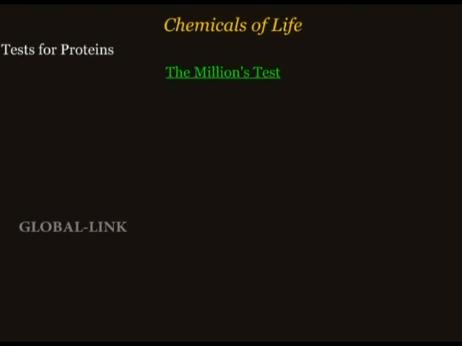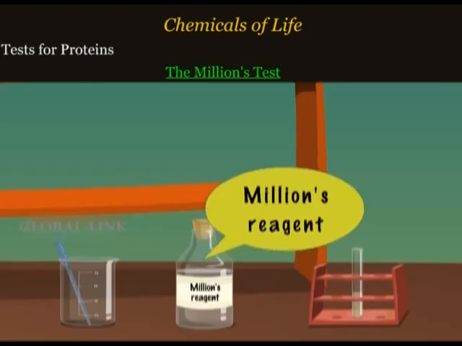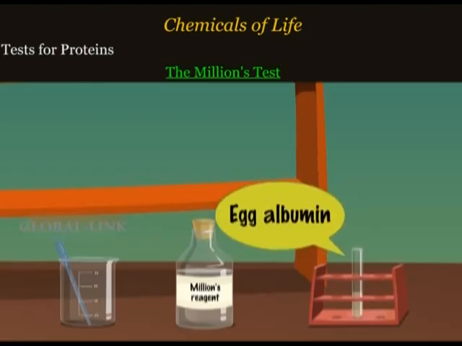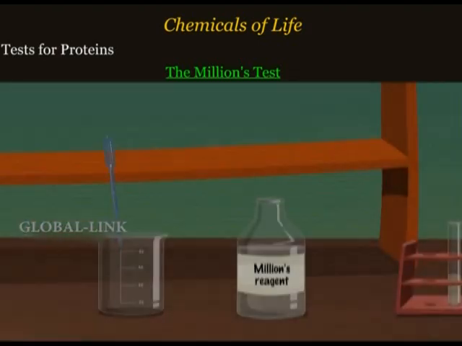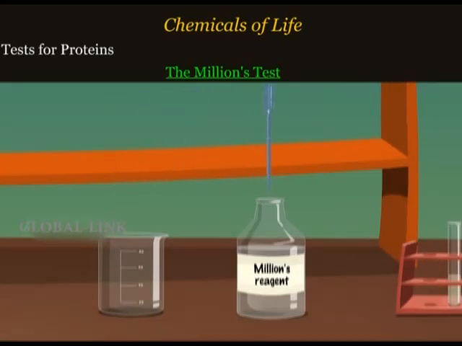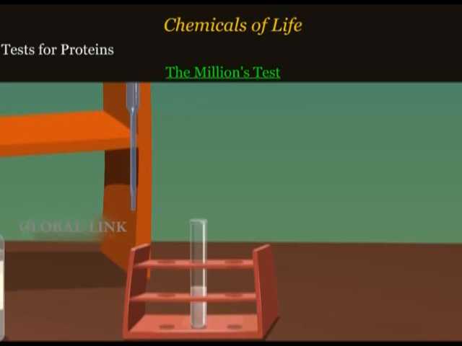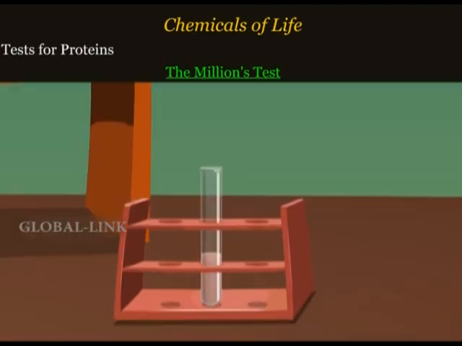The last test is called the Millon's test. In this test, we will use Millon's reagent and test for the presence of proteins in the same egg albumin. We take 2 milliliters of Millon's reagent, add to the test tube containing the sample, and wait for some time. A pink color appears, indicating the presence of proteins.